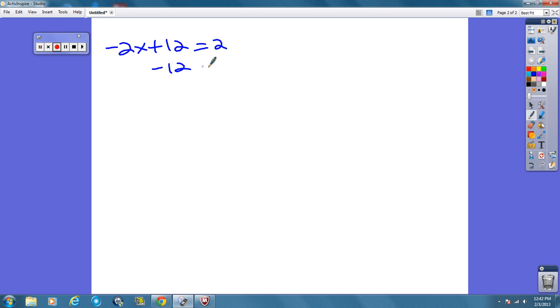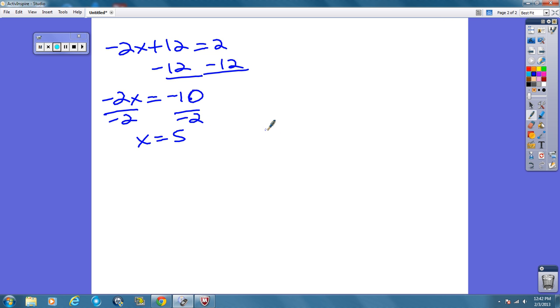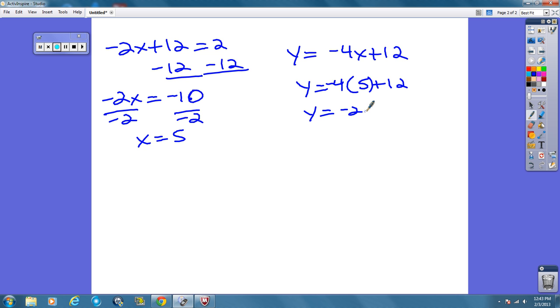I'm going to subtract 12 from both sides. And so I'm going to have a negative 2x equals a negative 10. Divide both sides by negative 2, and x equals 5. Now that I know what x is, you can substitute it back into either of the two original equations. I'm going to pick the first one because it's already set up for it. So I take y equals negative 4x plus 12 and replace x with 5. And so I get y equals a negative 4 times 5 plus 12. Y equals negative 20 plus 12. Y equals negative 8. So my ordered pair is 5, negative 8.